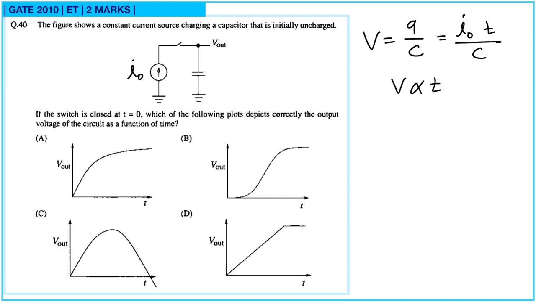So V versus T, that voltage graph will be linear until the limit is reached. So the voltage will rise linearly until the limit of the current source is reached. So in option D, this graph is linear and then it is saturated.